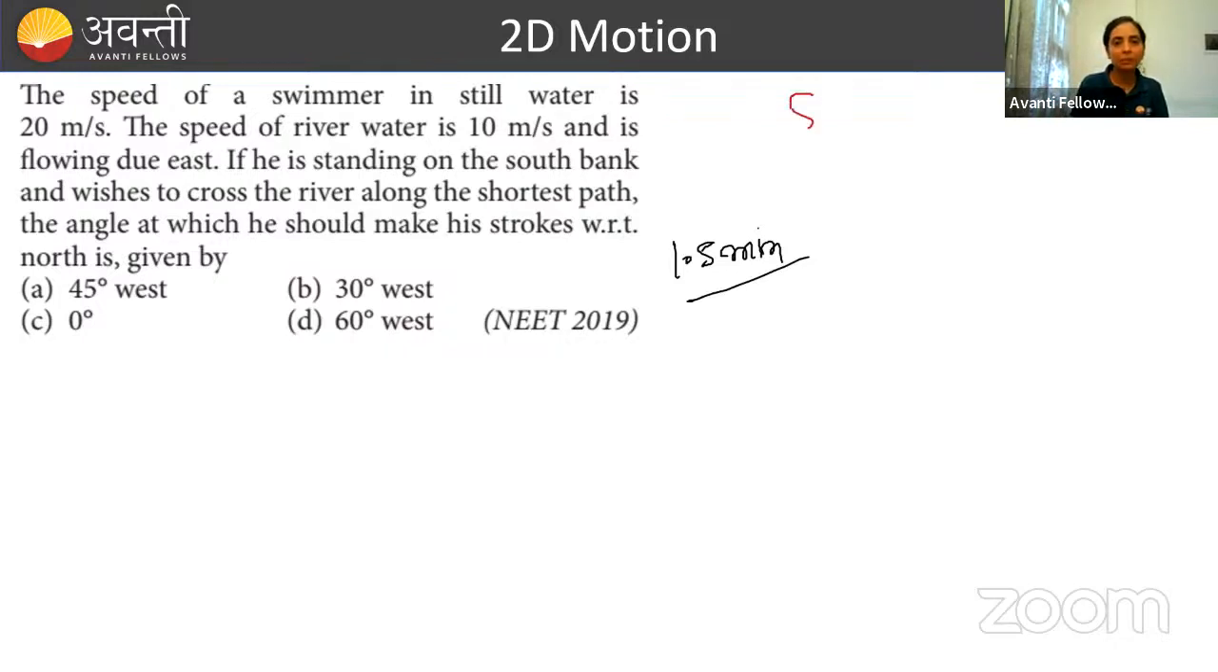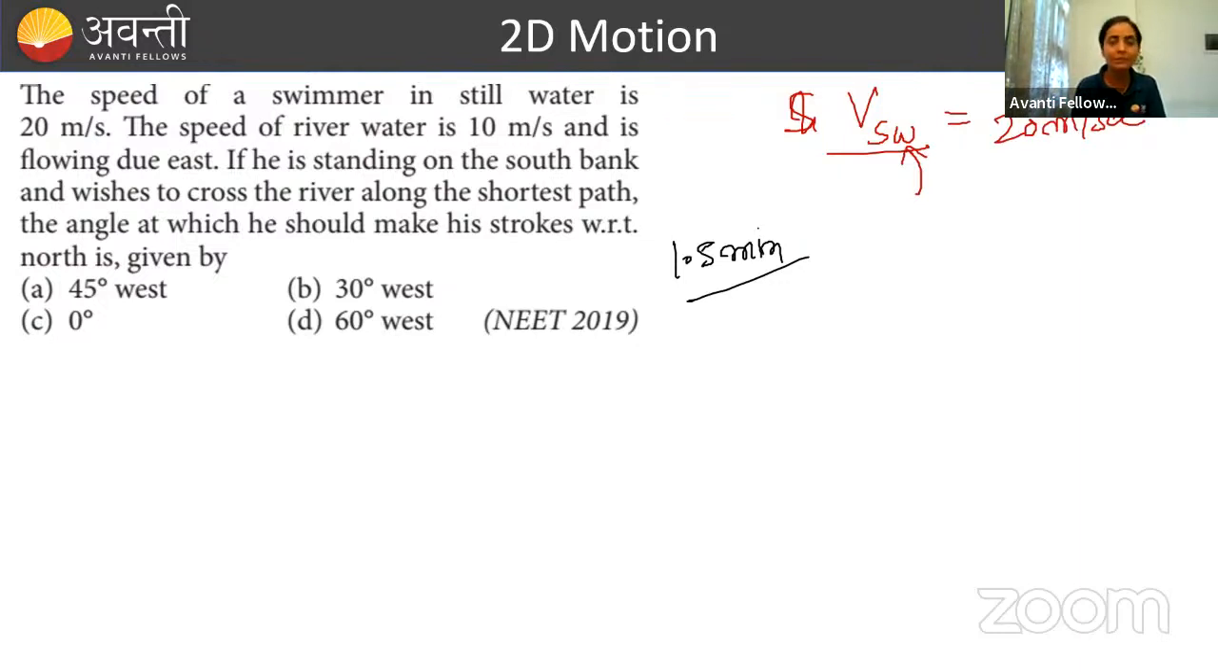It means speed or velocity of swimmer with respect to a river, a still water, that is water at rest. ठीक है, इसका मतलब क्या हुआ? It is assuming water at rest and then it is telling कि what is the speed of swimmer, right? So this is actually relative velocity of swimmer with respect to river, and that is how much? 20 meter per second.